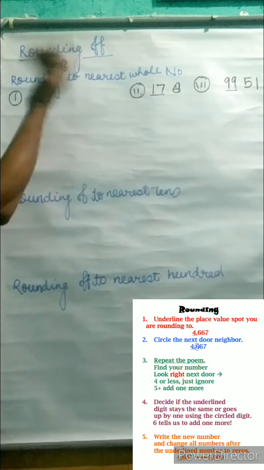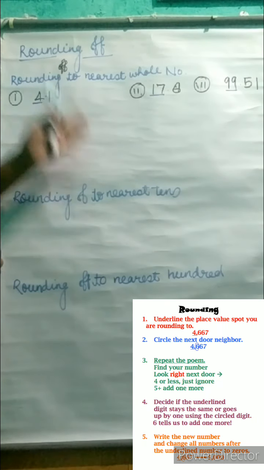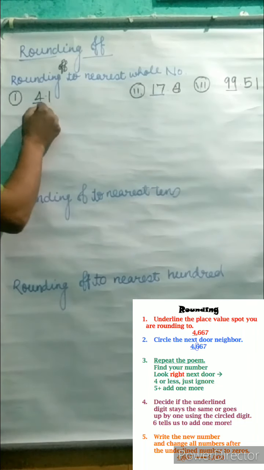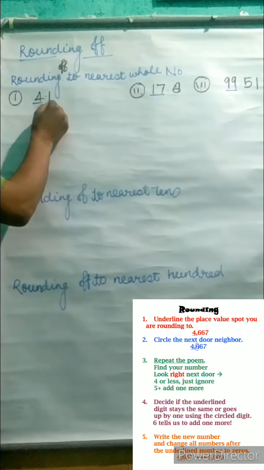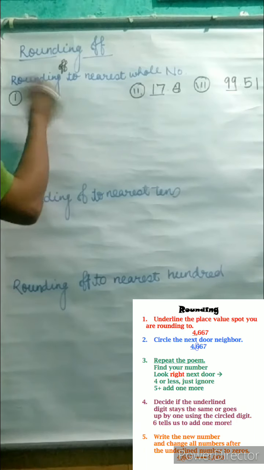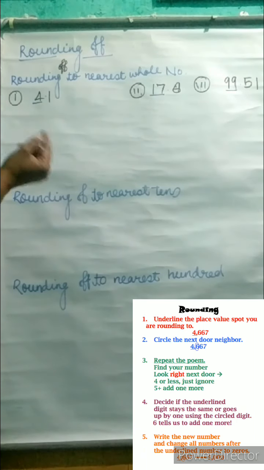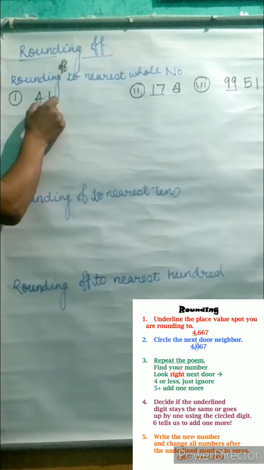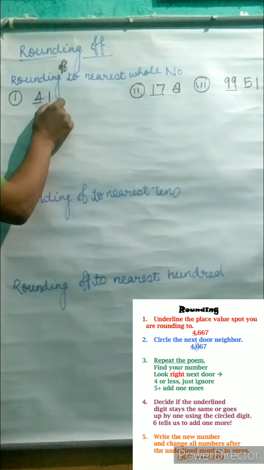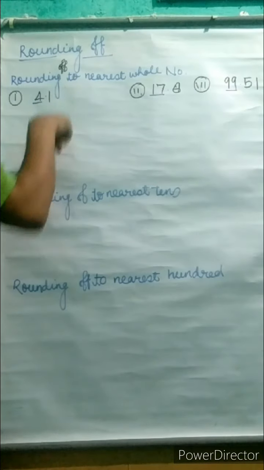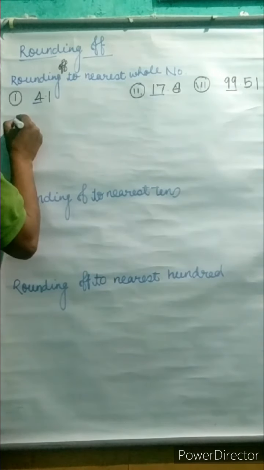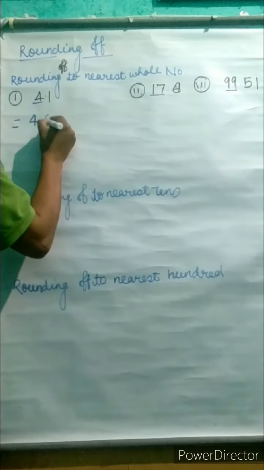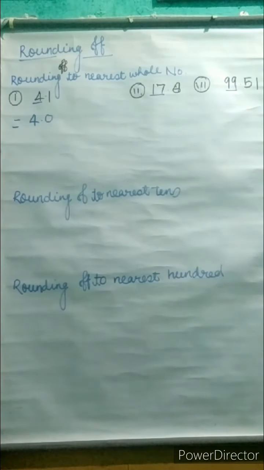You will see the one place after the whole part. If that place is more than 5 or equal to 5, we will add 1. Here it is less than 5, so we will not add anything. We will write directly 4 point, and after this all places will become 0.